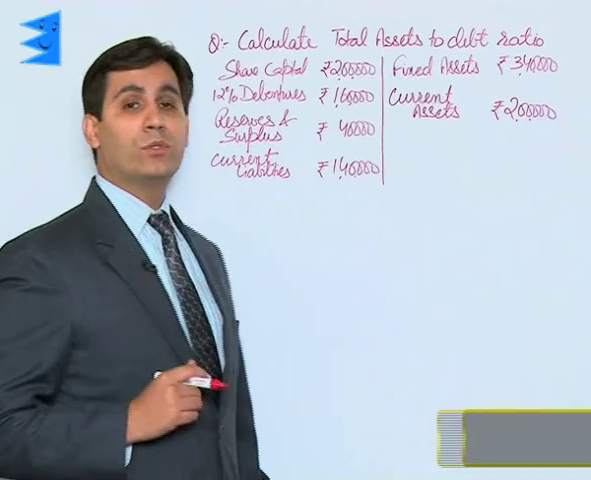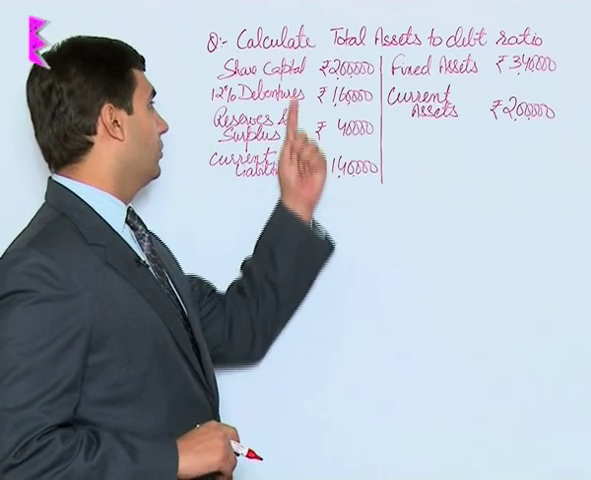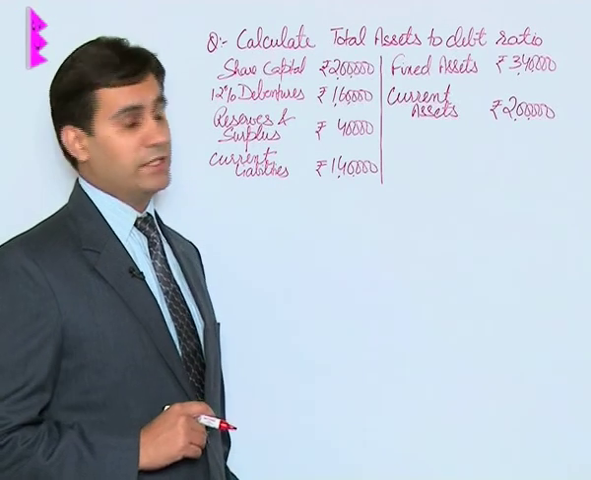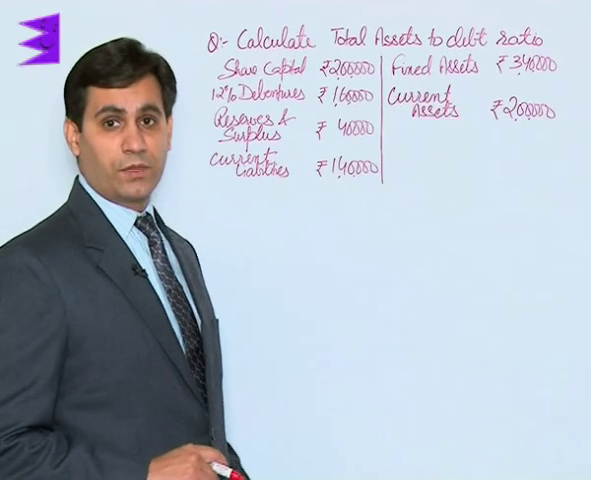Calculate total assets to debt ratio from the following information. The information given here includes share capital, debentures, reserves and surplus and current liabilities. And from the asset side we have fixed assets and current assets.